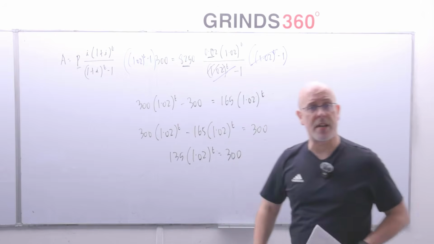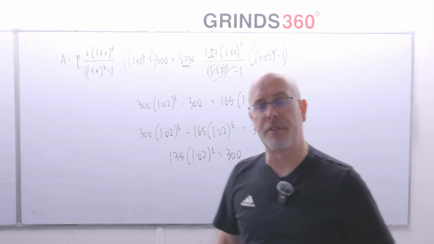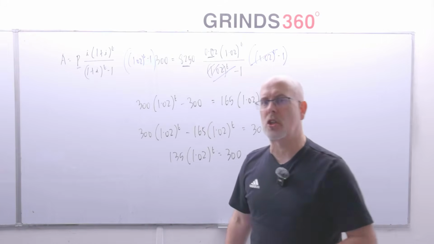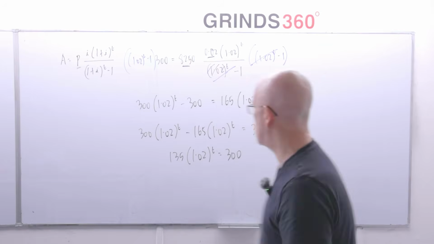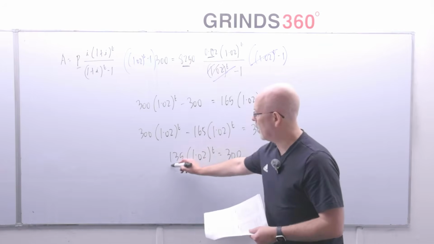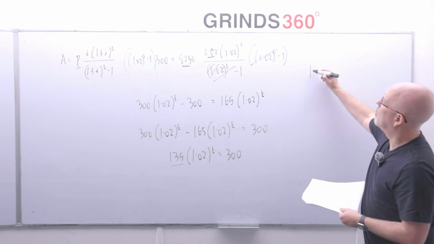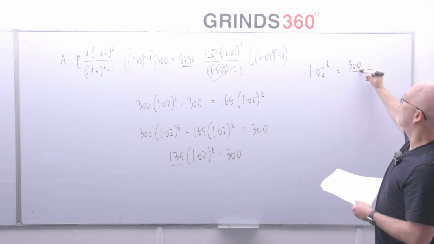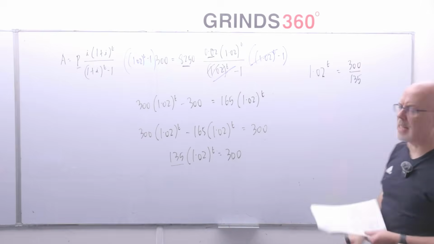And there's a bog standard exponential equation to solve. We've dealt with that now in grinds already. We spent a lot of time looking at that in our Christmas revision courses. So dealing with these exponential equations, we should be familiar with now. Remember, I'll divide across by that number first. And I get 1.02 to the power of t is equal to 300 over 135. No need to decimalize that now.